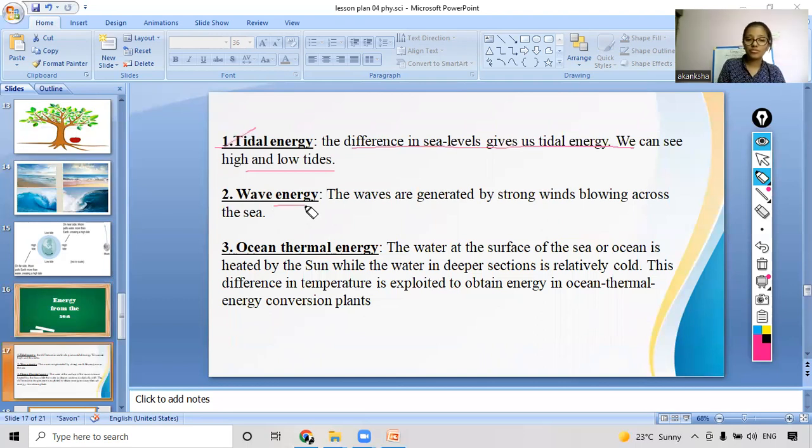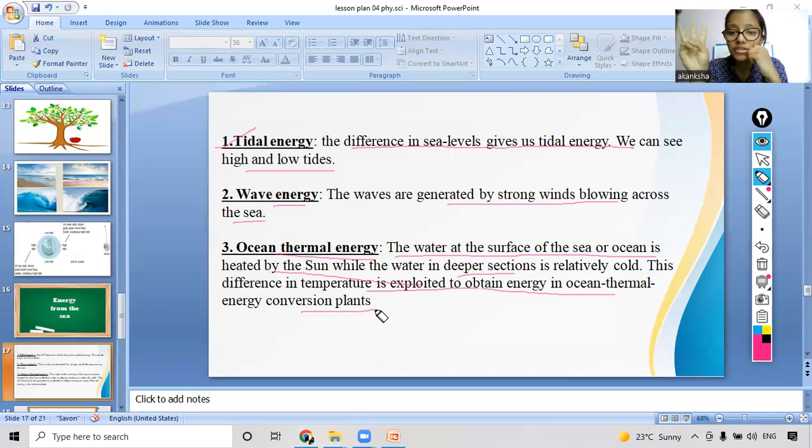What about wave energy? The waves are generated by strong winds blowing across the sea, right? And ocean thermal energy: the water at the surface of the sea or ocean is heated by the sun, while water in the deeper sections is relatively cold, right? This difference in temperature is exploited to obtain energy in ocean thermal energy conversion plants. So this was all about the different types of energy that we get from the oceans.